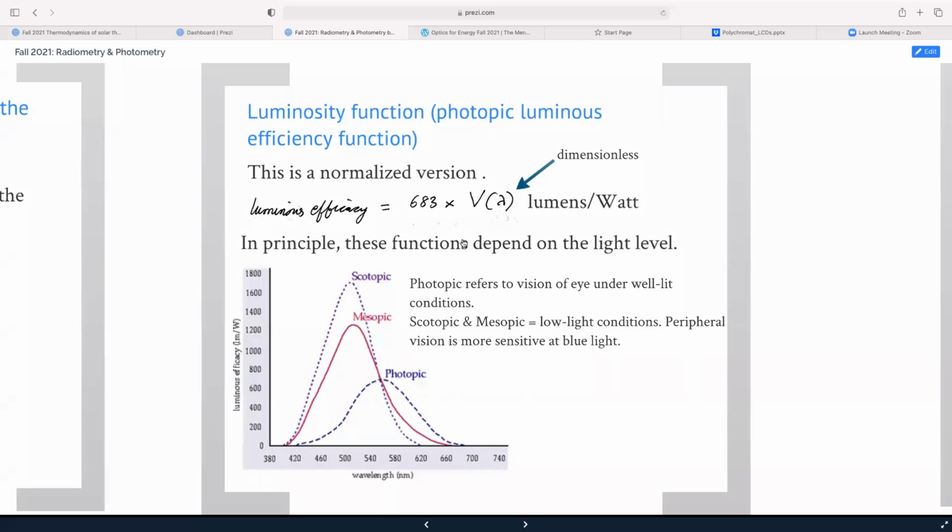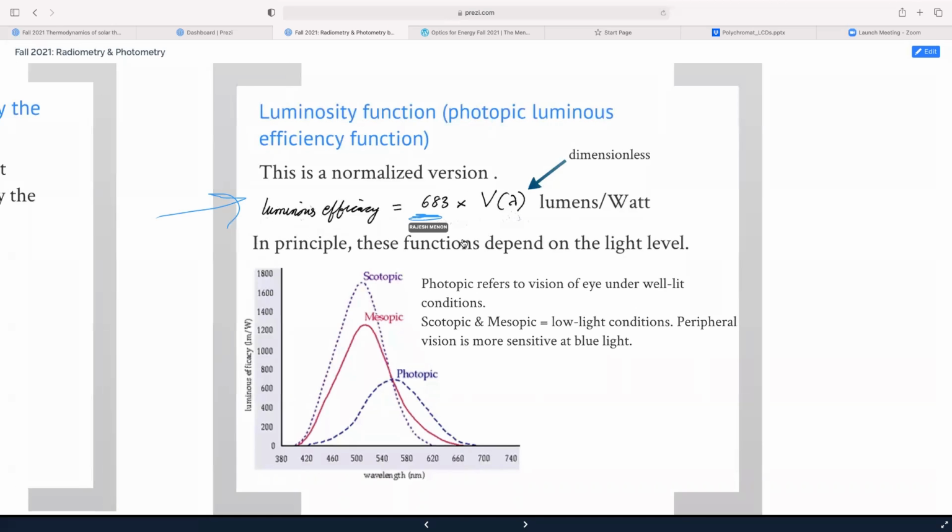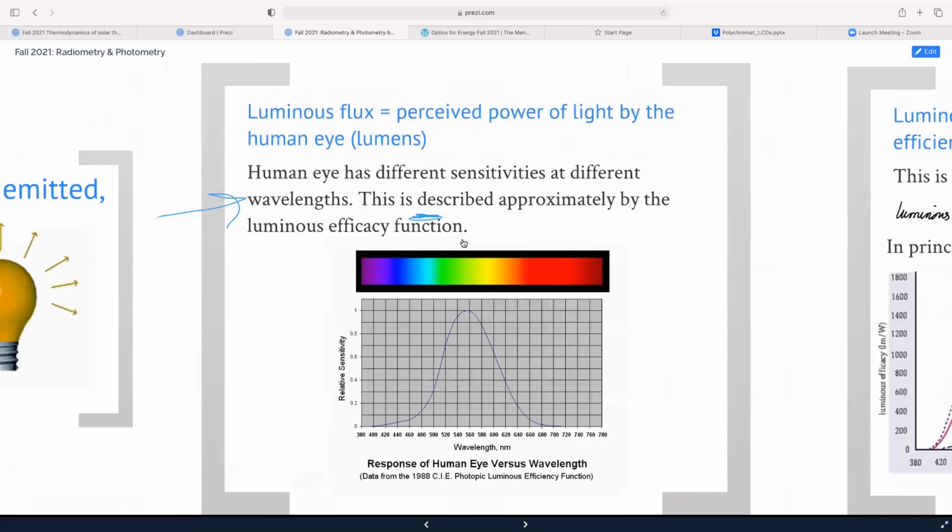Now, the top part here simply refers to how you go between radiometric flux and luminous flux. If you assume a uniform response, a uniform spectrum from the source, you can simply define it with some number here, 683, which turns out to be simply the area under this curve here.